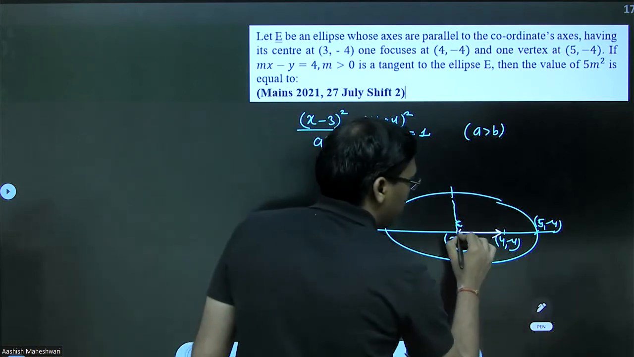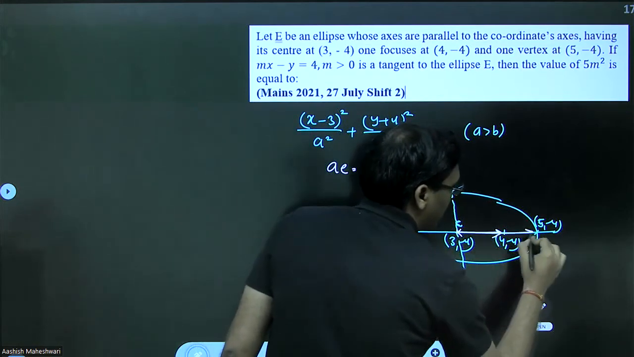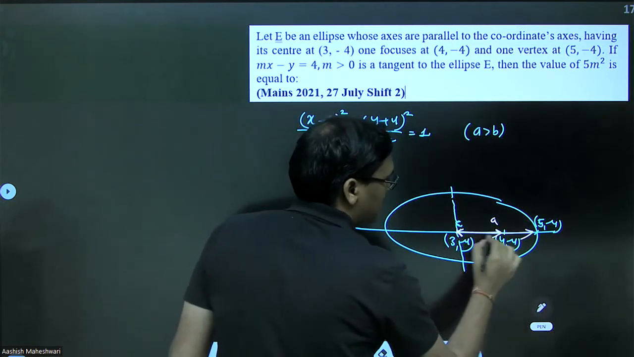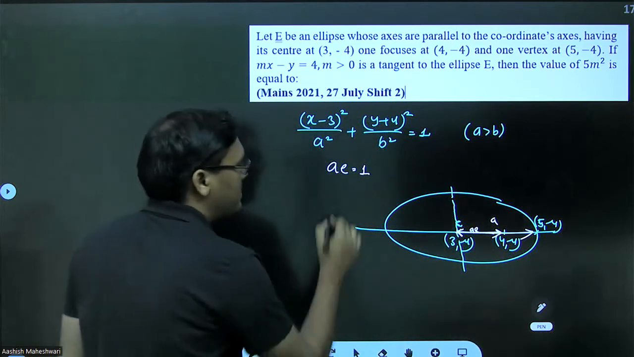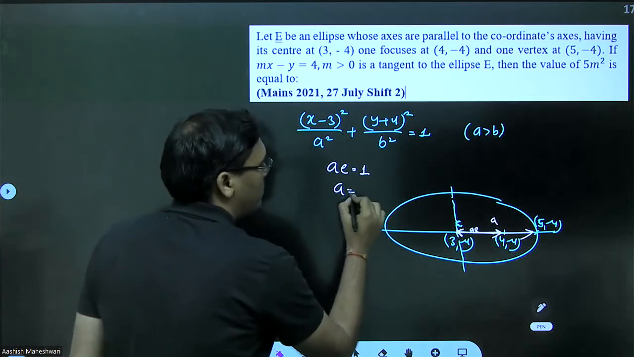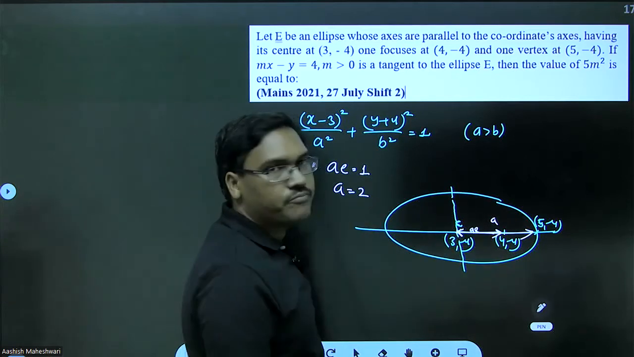Now, what is the value of A? We know the center के between distance. The center and vertex इनके between distance क्या होता है? This is A. This is A. This is AE. So what is A? What is the distance between this and this? This is equal to 2. You can see this is equal to 2.